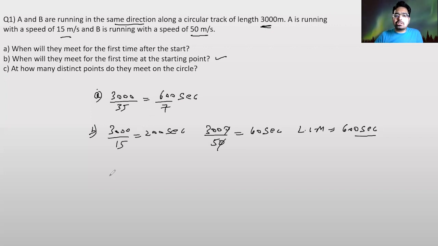How many distinct points do they meet on the circle? The number of distinct points will be nothing but 600 divided by 600 by 7. That will be nothing but 7 distinct points.